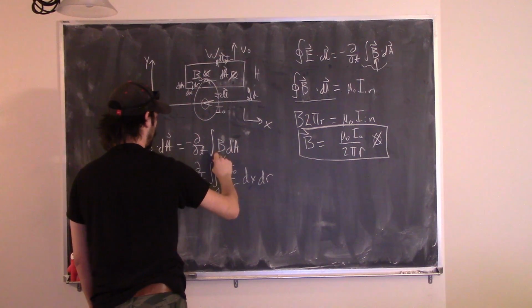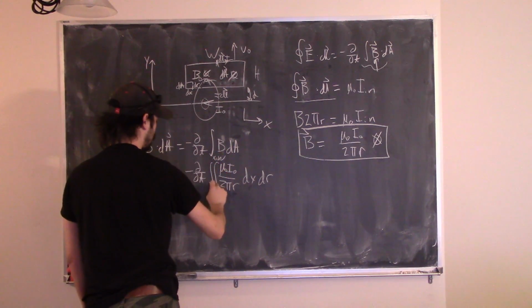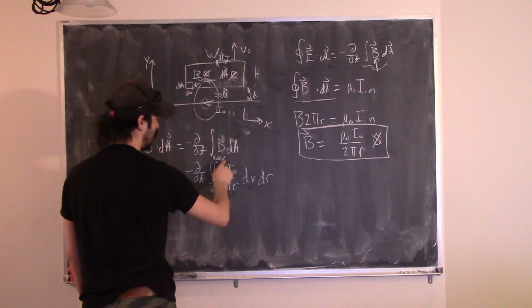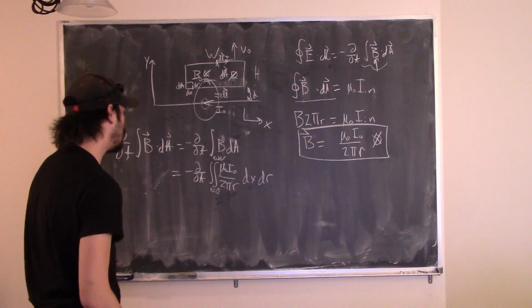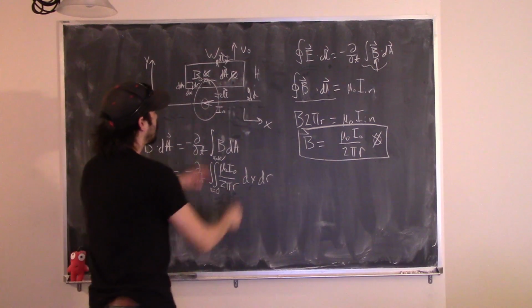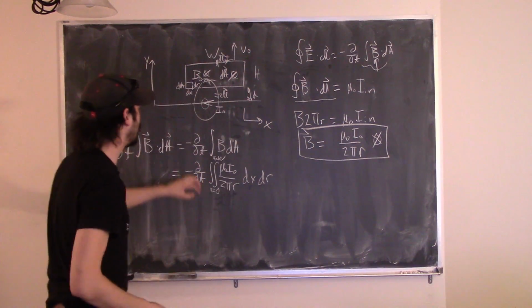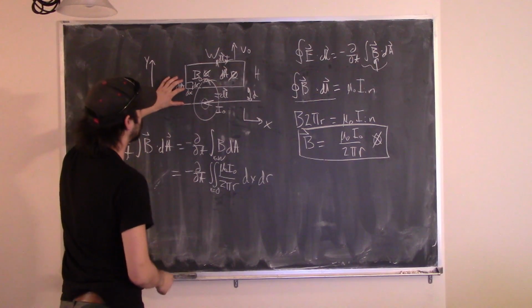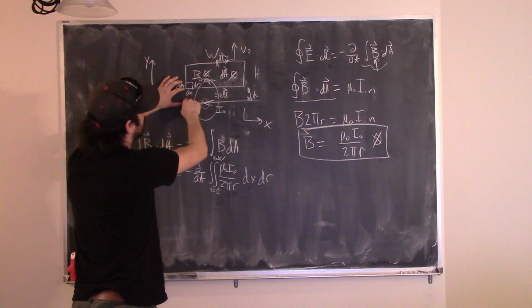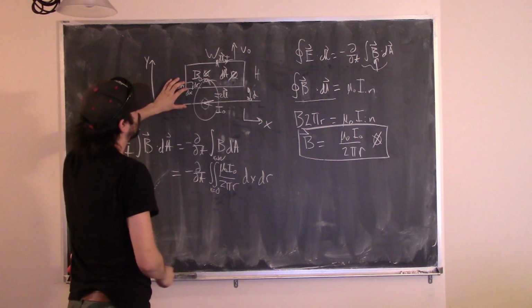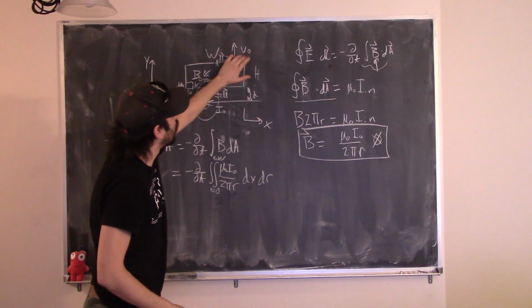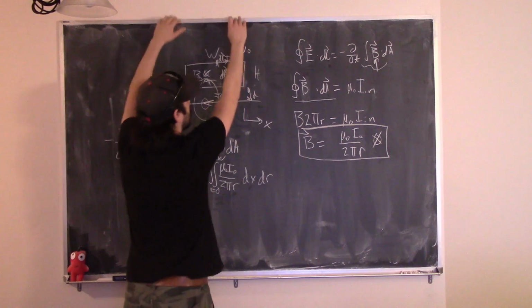So I could be very explicit. This is going to be x is equal to 0 to x is equal to w. And then for r, because this is moving away, for different times I'm going to have different distances here, right? Because if I start at time t is equal to 0, this is the distance d. But if I wait a little while, then this loop is going to be further away.